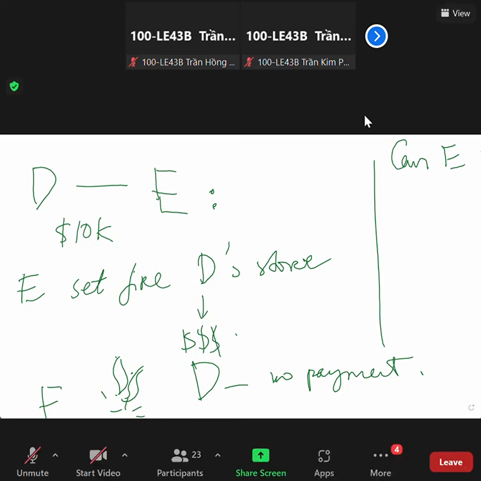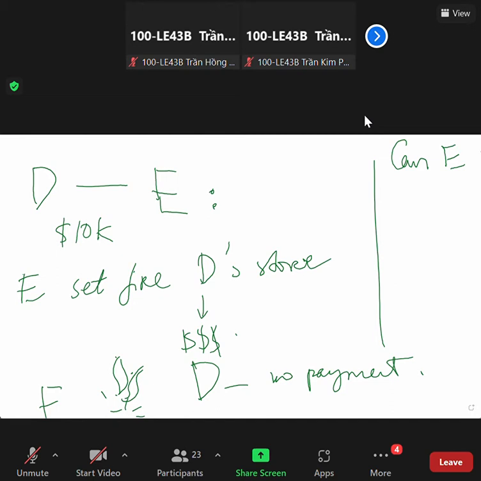Okay, so because D and E have an agreement that E will set fire to the store to get the insurance money, but their agreement is void because the legal purpose is not appropriate. Because setting fire to buildings is illegal.